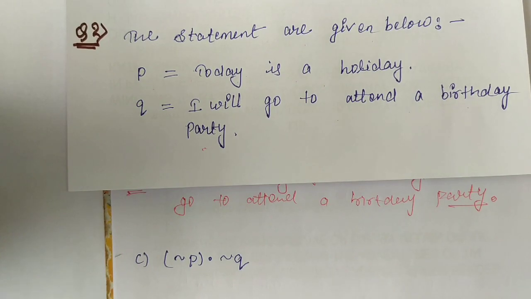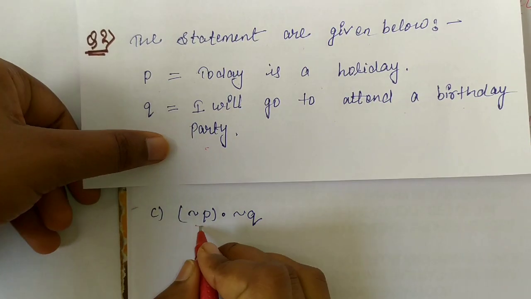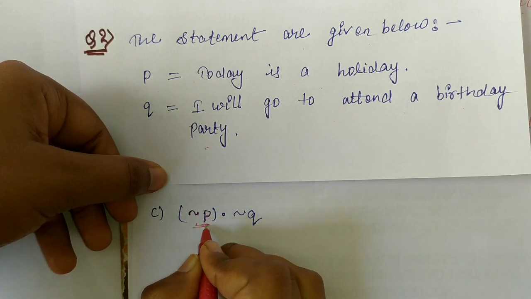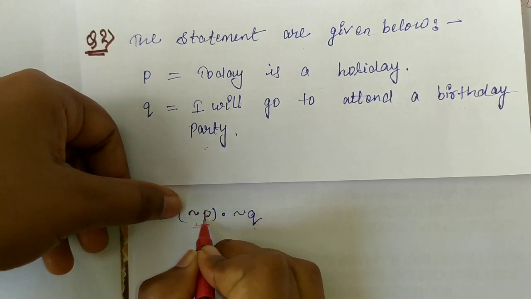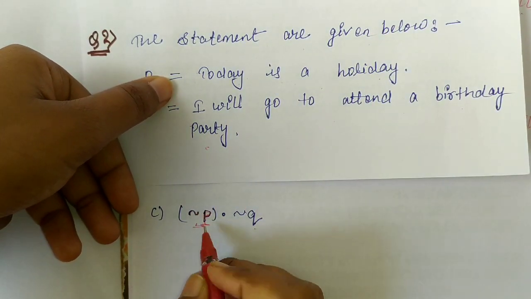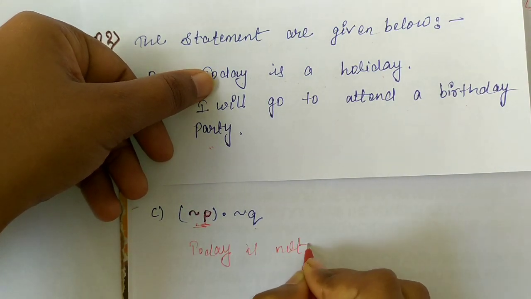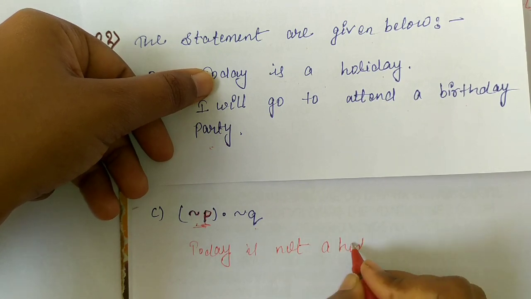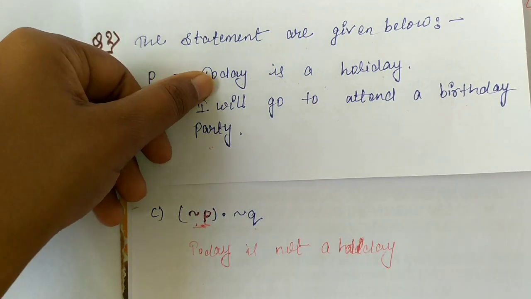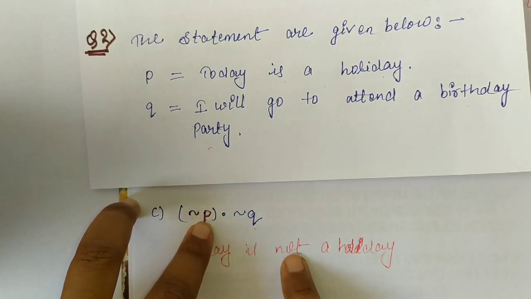Next, here C equal to not P. This not sign is only on P, not on Q. So what is the value of P? P is today is a holiday, but here there is a not. So we have to write today is not a holiday. Today is not a holiday, because in front of P we have a not sign. That's why we put a not.